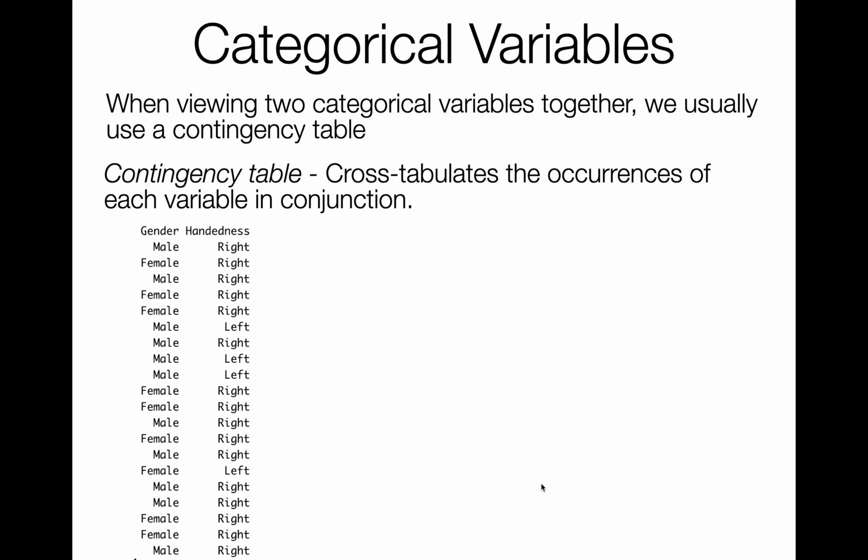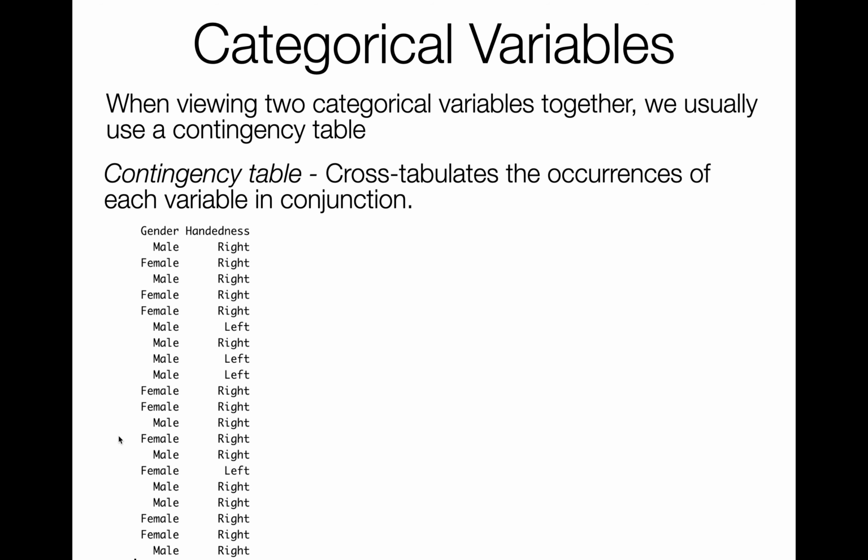So for instance, the first observation in my data set was a male who was right-handed. So I'm going to go through this data set and look for all the people who were male and right-handed. So here's 1, 2, 3, 4, 5, 6, 7, 8. And so I do that for all possible combinations. So here I only have 4 possible answers: male right, male left, female right, and female left.